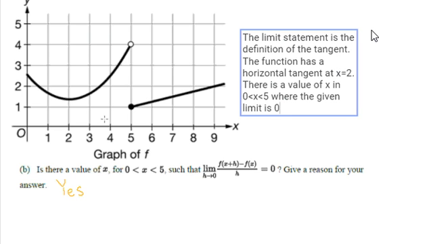All right, so that is a pretty concise way of writing that answer. We are showing our reasoning and showing that we recognize this limit statement as the definition of the tangent, and the tangent appears to be horizontal at x, did I say x equals 0? At x equals 2. All right, and then this also had a part C, so let's look at part C.